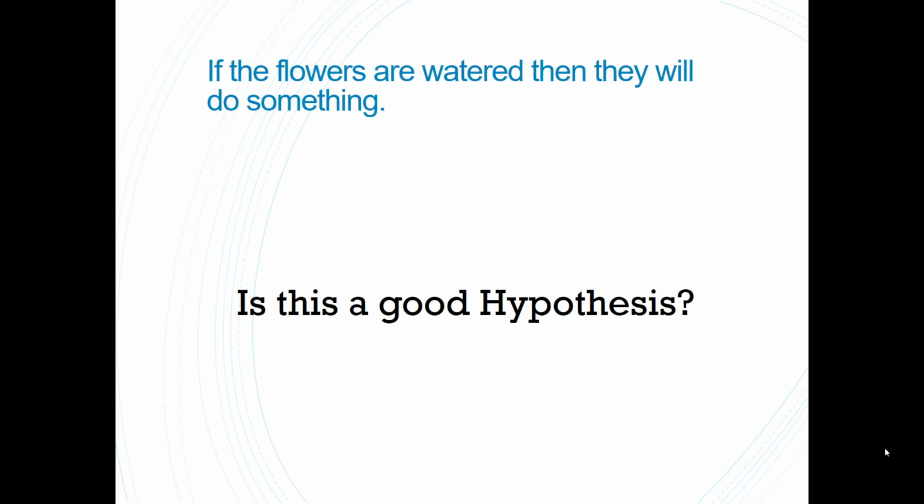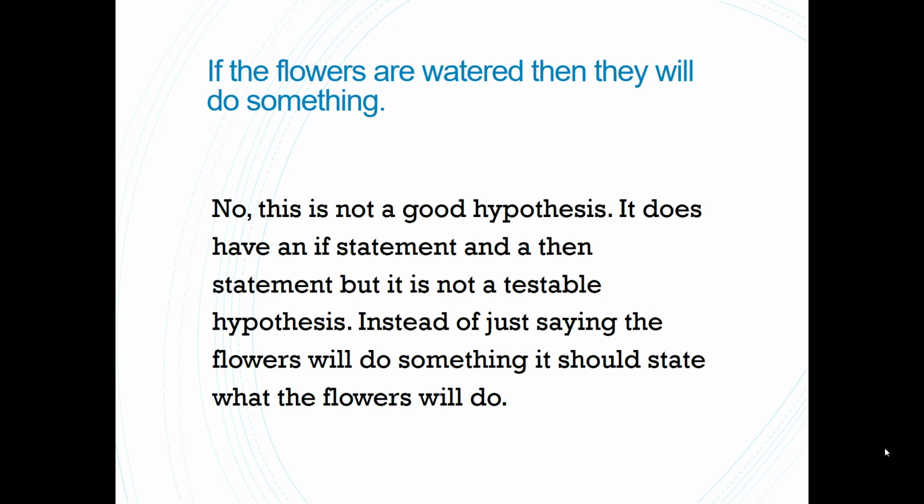Our first example: if the flowers are watered, then they will do something. Is this a good hypothesis? Well, the answer is no. It might trick you, like, yeah, there's an if and then, so automatically we have a good hypothesis, but no, it's not a good hypothesis because it's not testable. We can't just say they will do something. They'll do what? We have to be specific and state what the flowers will do, or else we'll be sitting here all day. Flowers will probably do a lot of things. What are we testing for? We need to be specific about what we're testing for.